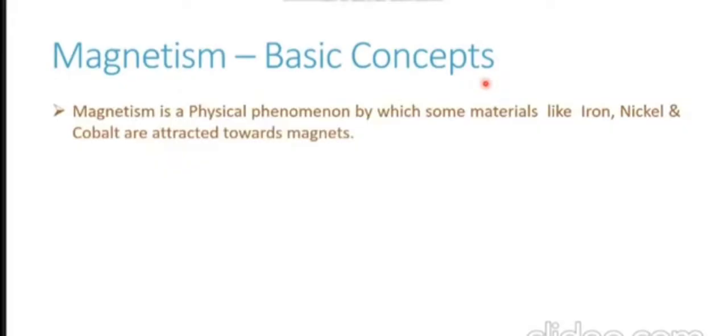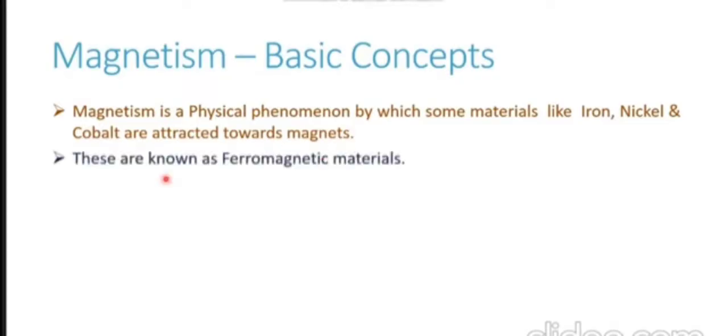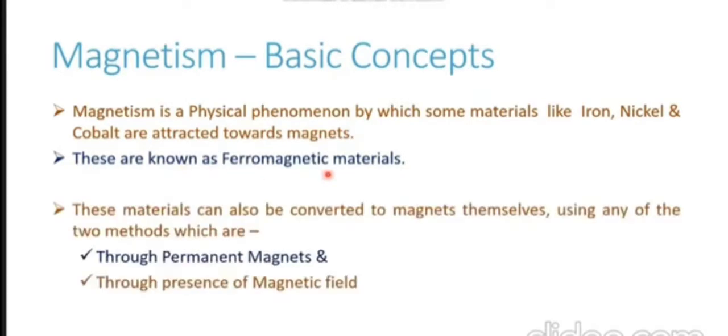So let's first go into the basic concept related to magnetism. Magnetism is a physical phenomenon by which some materials like iron, nickel, and cobalt are attracted towards magnets. These materials which are attracted towards a magnet are also known as ferromagnetic materials.